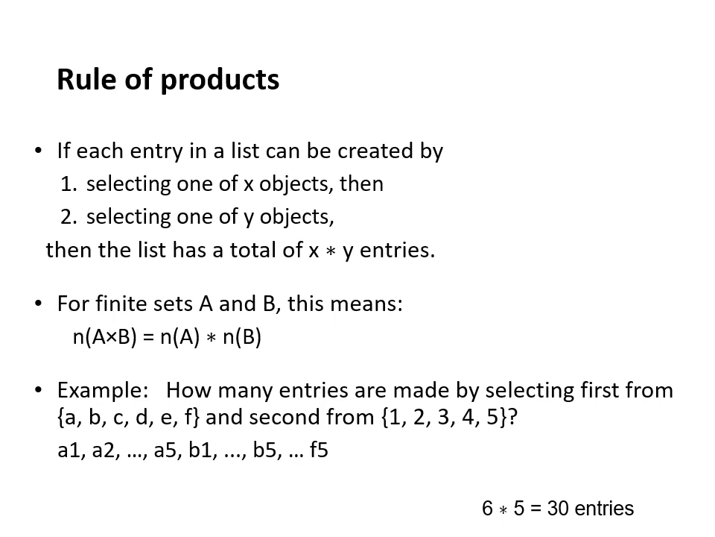We have 6 elements in the first set, A, B, C, D, E, F, and 5 elements in the second set. And so the number of such entries will be 6 times 5, which is equal to 30. So that's one example of how the rule of products works and how it can be applied.